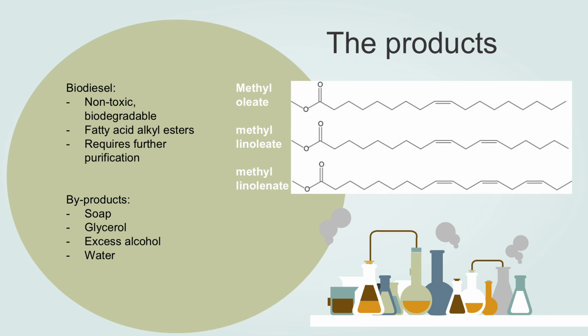After the reaction, the biodiesel needs to be further purified by washing and evaporation to remove the methanol. There are also some byproducts produced in the reaction, which include soap, through the process of saponification, some glycerol, excess alcohol, and trace amounts of water. Now, all of these byproducts need to be removed in order to attain the biodiesel.